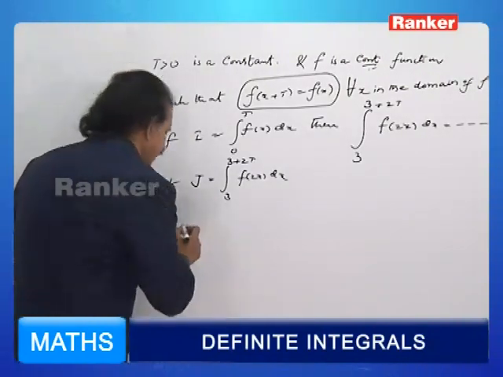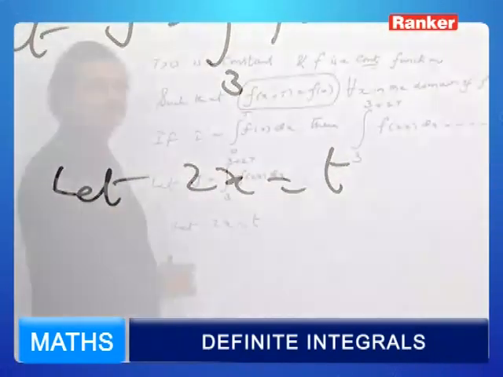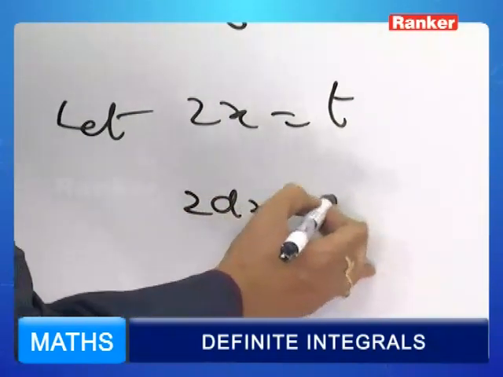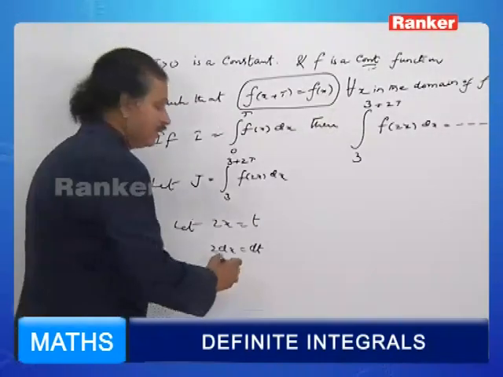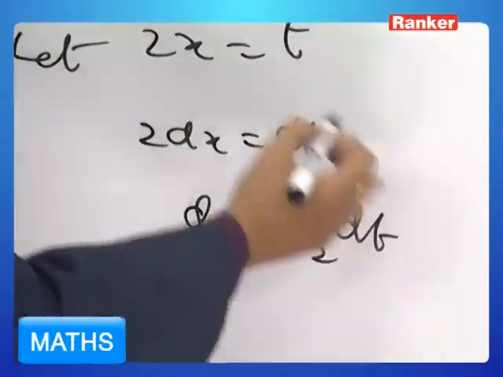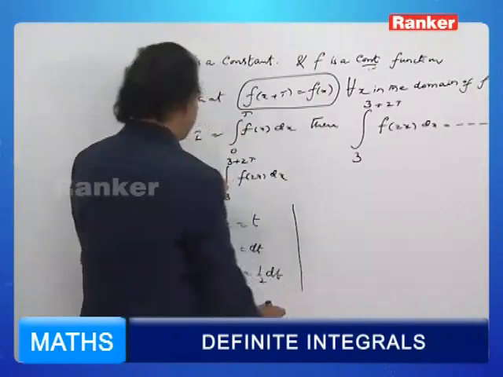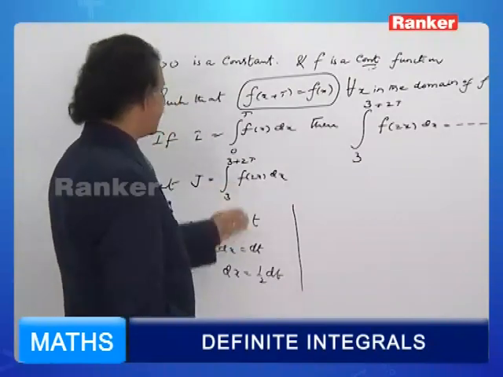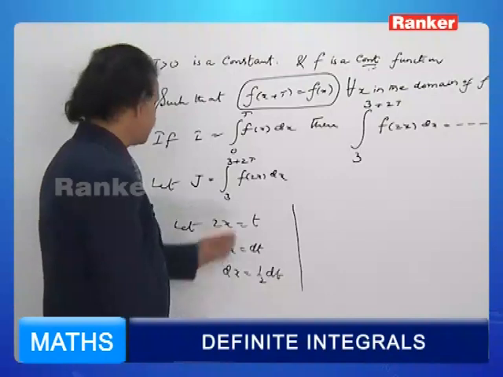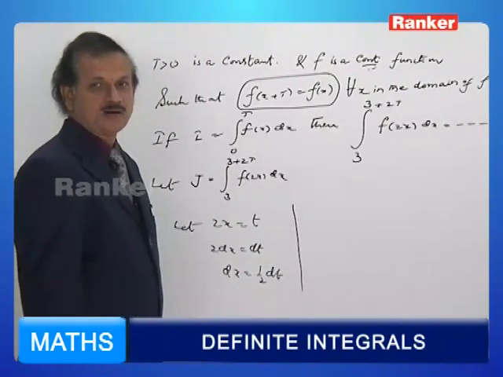What is that idea? Let 2x is equal to t. Then 2 dx is equal to dt, which implies dx is equal to half dt. Also, let us change the limits here. These limits correspond to x, but we have introduced a new variable t. So we have to find the limits corresponding to t.